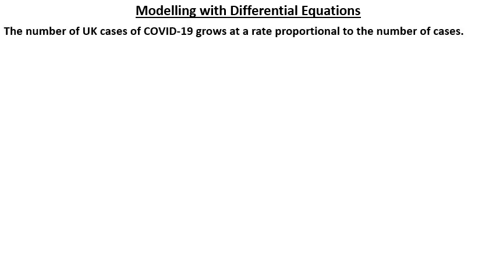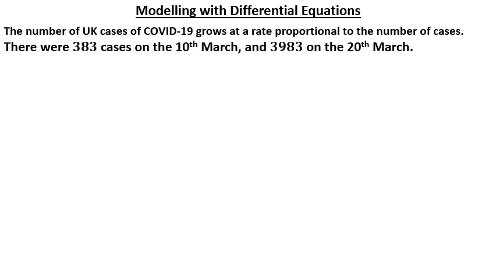Probably at the forefront of most people's minds is a situation that's crying out for a bit of mathematical analysis. The number of UK cases of COVID-19 increases at a rate proportional to the number of UK cases of COVID-19. Because the rate of increase is proportional to the number of people infected, it's a classic example of exponential growth. We've got data on this. There were 383 cases on the 10th of March and 3,983 10 days later on the 20th of March.